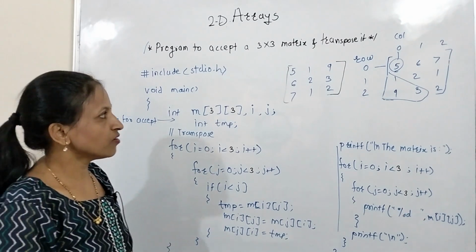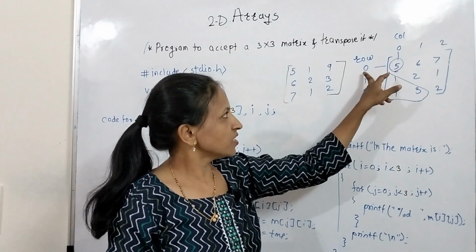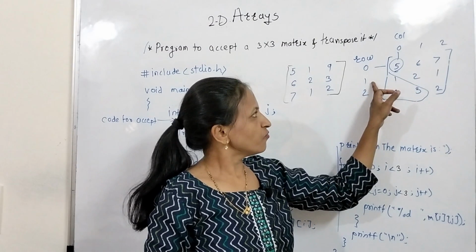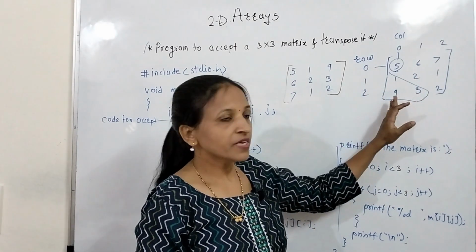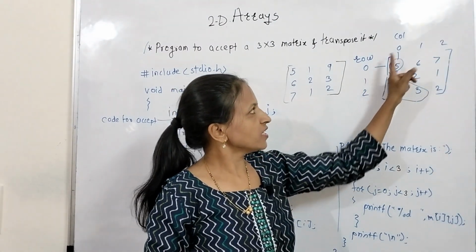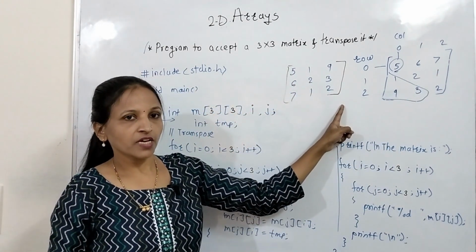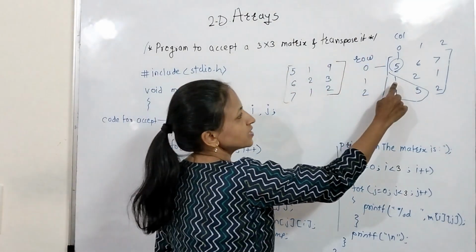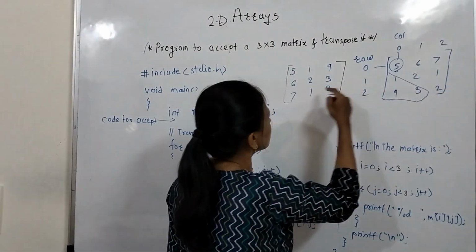See here what I have done. I have considered this structure: the row index of these elements is 0, for these elements it will be 1, for these elements it will be 2, and the column index is 0, 1, 2. Whenever i and j are both the same, the elements stay as they are. Now we have to shift these other elements over here like this: 1, 9 and 3 are here in the transposed matrix, and 6, 7 and 1 are here.